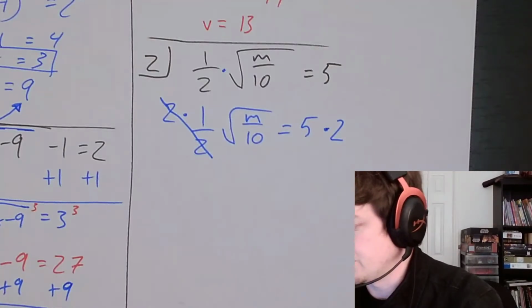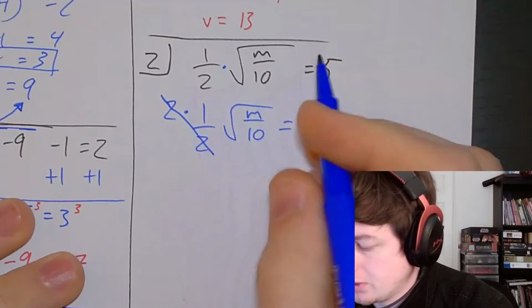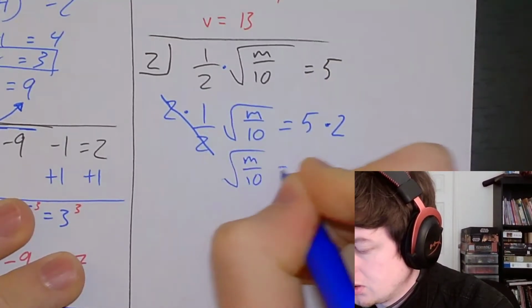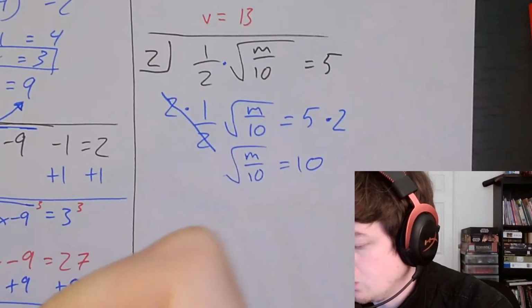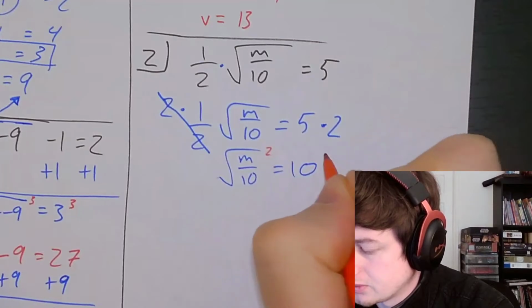All right, so once we've gotten rid of the 1/2 here, we have the square root of m over 10 is 10. And so the thing we do to get rid of the radical is we square both sides.